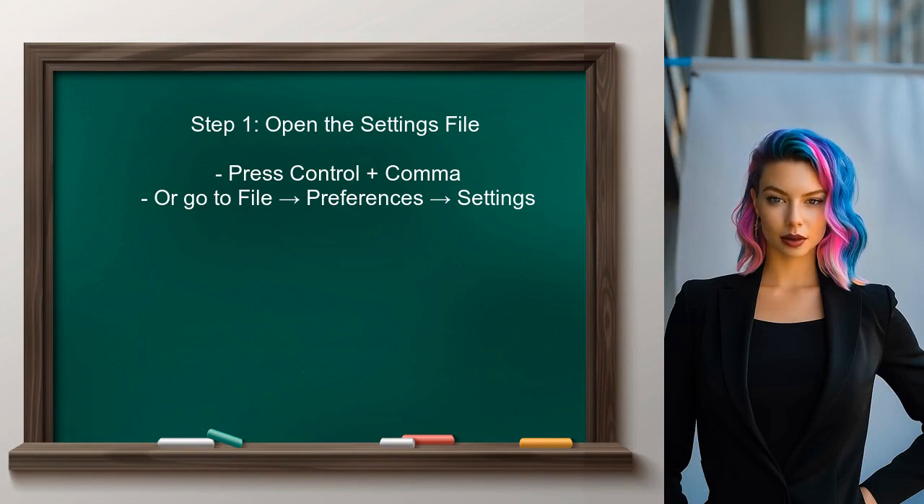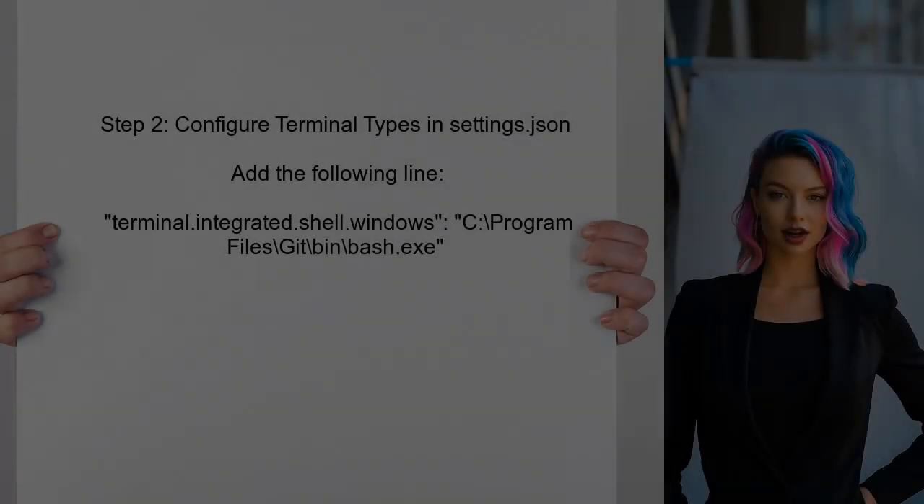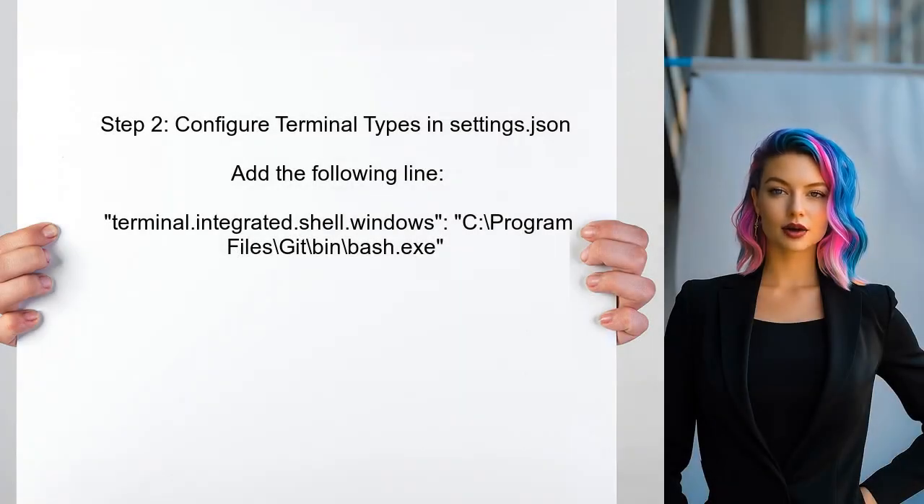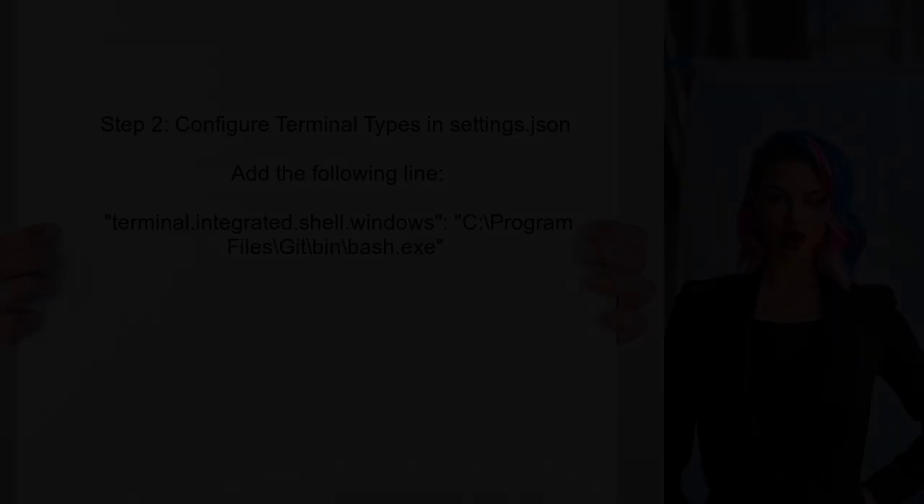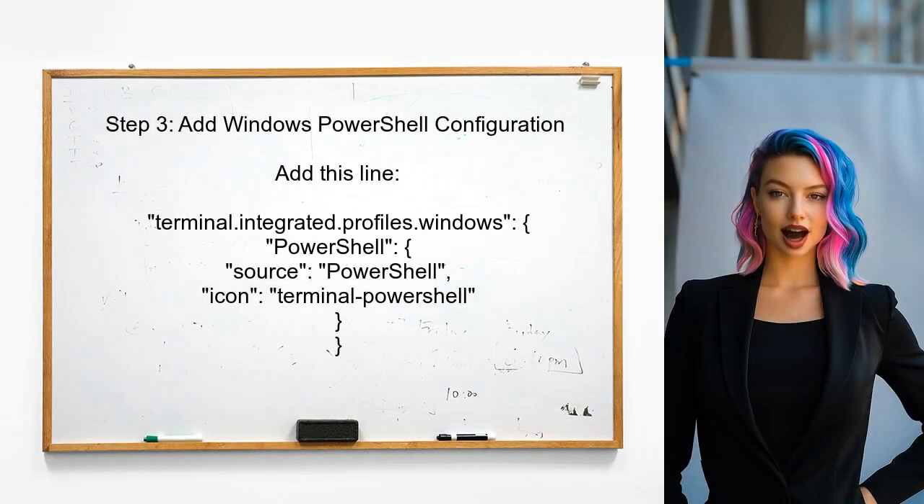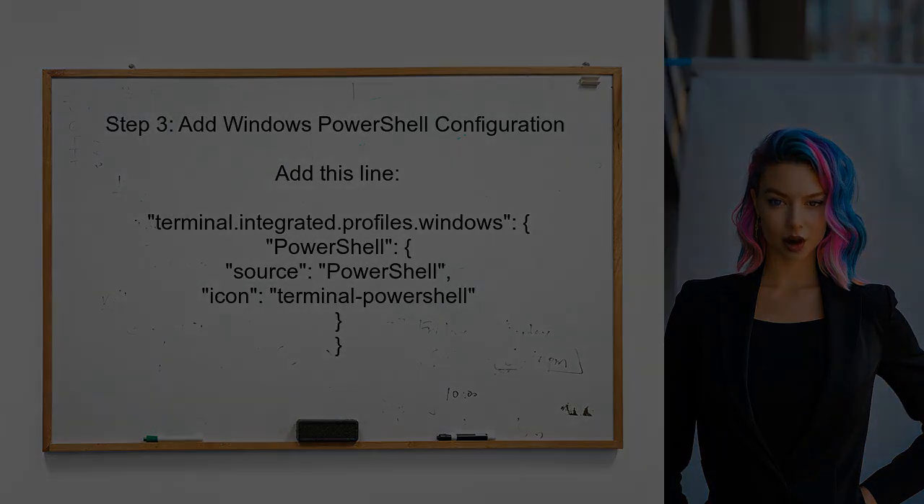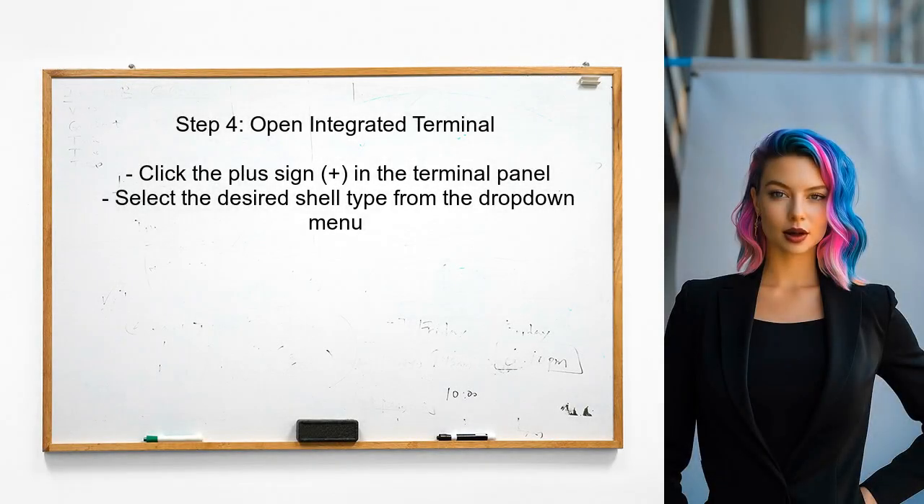This can be done by pressing Ctrl+, or by navigating to File, then Preferences, and finally Settings. Next, the user needs to add the configuration for the different terminal types in the settings JSON file. For example, to set Git Bash as the default terminal, the user should include the following line. Now, to add Windows PowerShell as another terminal option, the user should include a separate configuration line in the same settings JSON file.